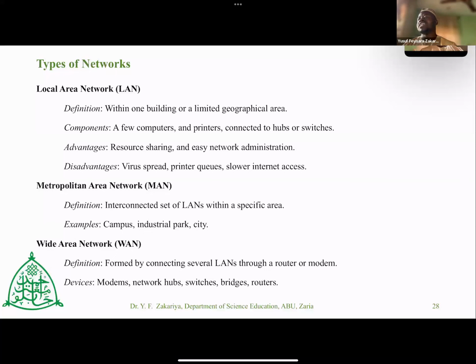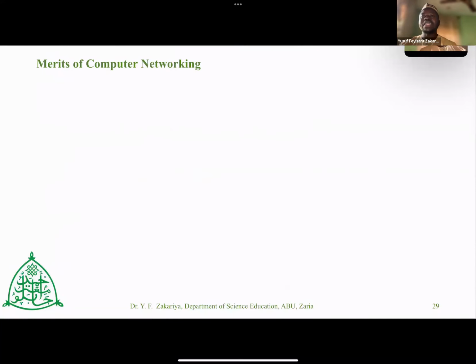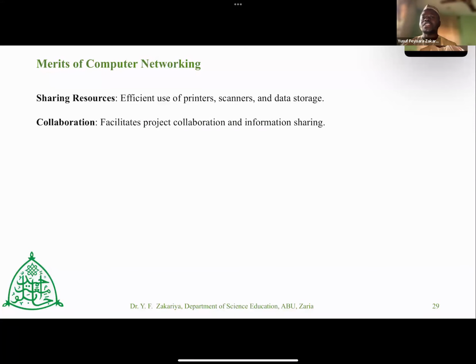So this can cover the whole of Nigeria, for instance, like all the branches of a bank in Nigeria, or the UBA branches in Nigeria. They can communicate with each other using what we call the wide area network. So we have some merits and some demerits of computer networking.